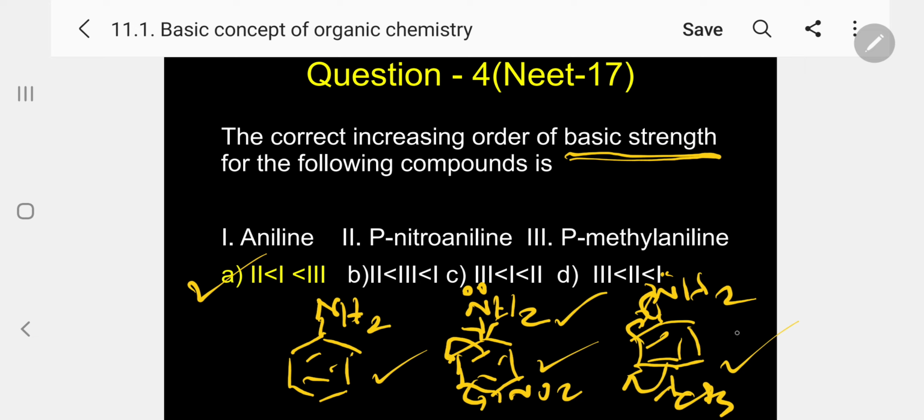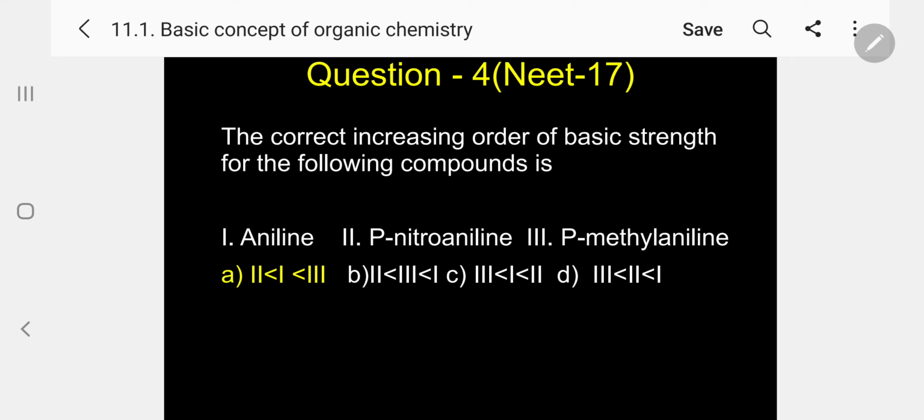So number one, this. Number two, this. Number three, this. Now just find the answer. What is 1? Aniline. So 3 is more basic than aniline, and then 2 is para-nitroaniline. I hope you have understood very clearly.